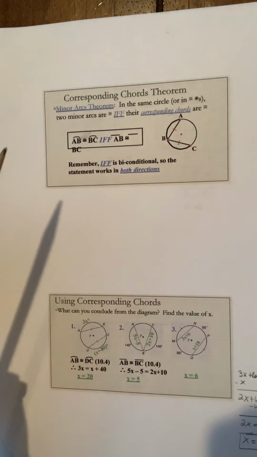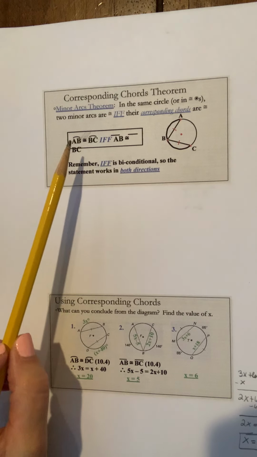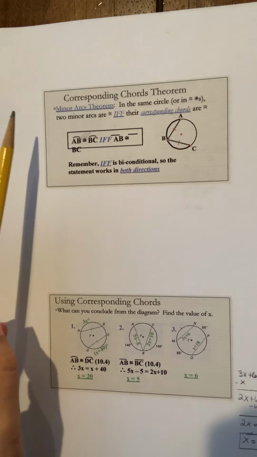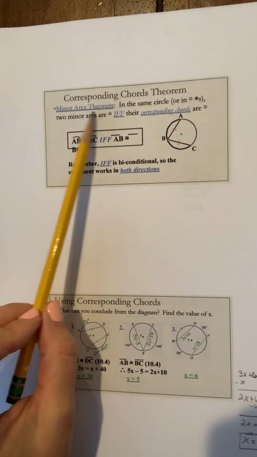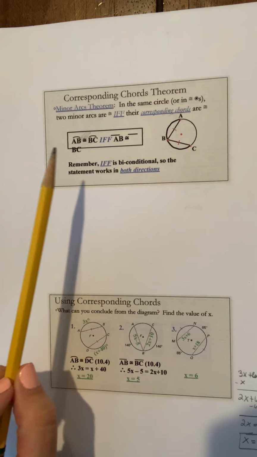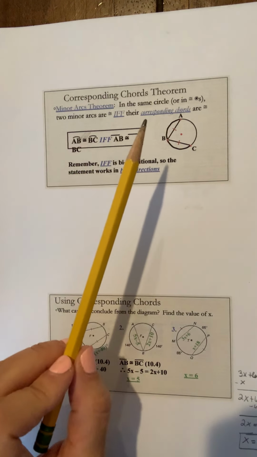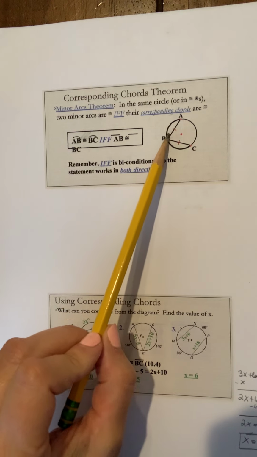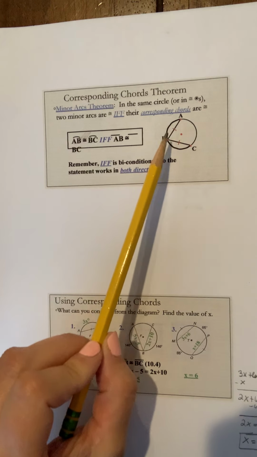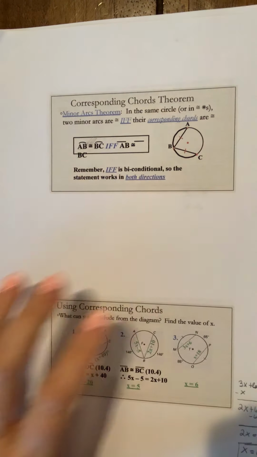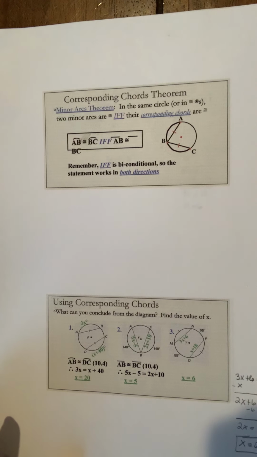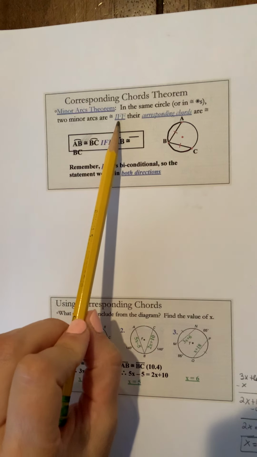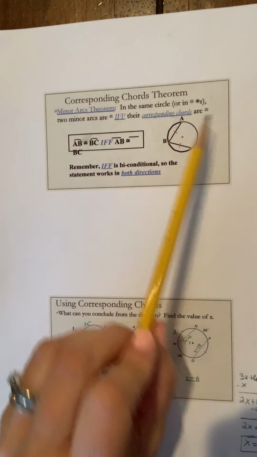So our first theorem that we are going to go over is the corresponding chords theorem, or minor arcs theorem. I can't remember which one, how I named it in your cheat sheet. But what it says is if you have a circle, okay, 2 of these minor arcs in this circle, so that means arc AB and arc BC will be congruent, okay? 2 minor arcs are congruent if and only if their corresponding chords are congruent.